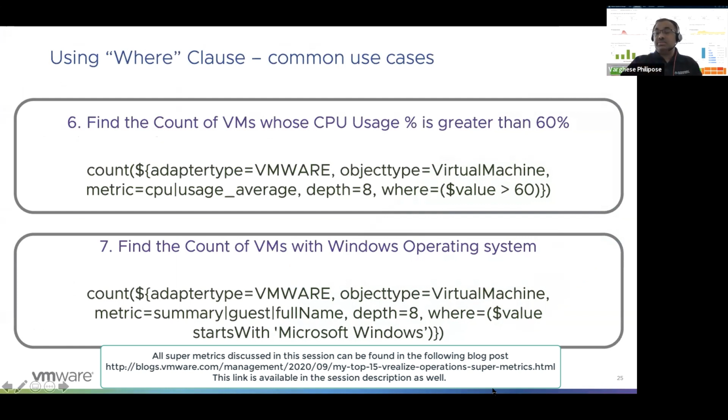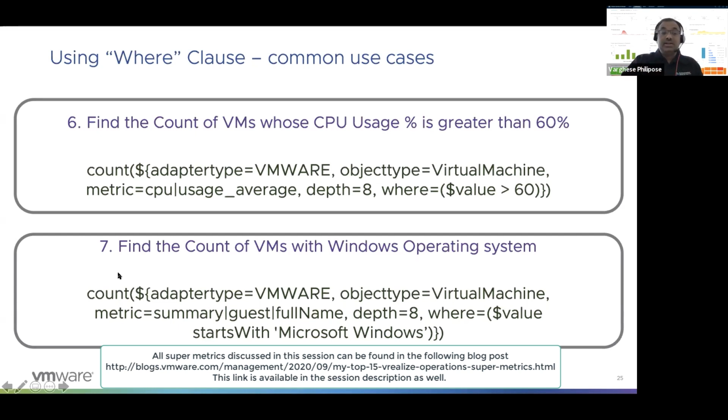This is a very regular, common ask which I get from a lot of customers. I want to count the number of VMs with so and so CPU, and also find the count of VMs with Windows operating system. I just put Windows operating system as a very common thing, but I can list down like Red Hat, Windows 2012, Windows 2016, whatever.